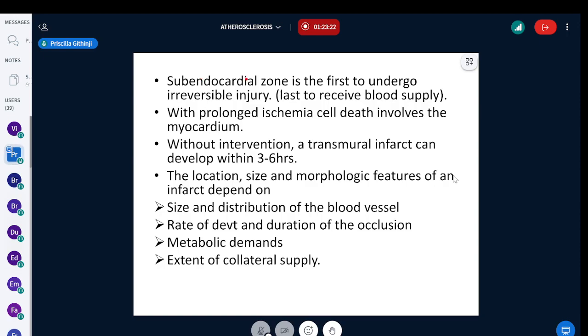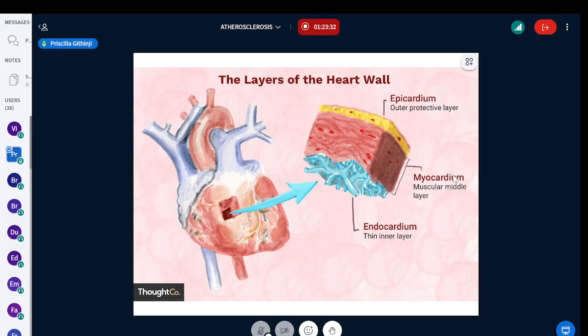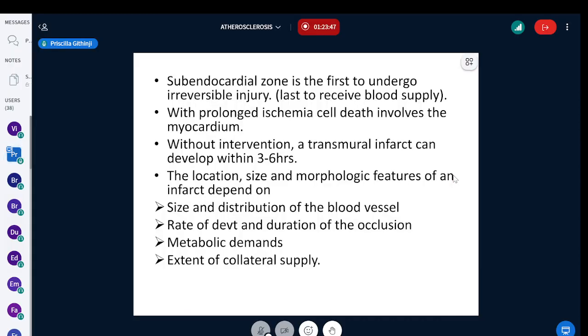So the subendocardial zone is usually the first to undergo irreversible injury, as it's usually the last to receive blood supply. The blood vessels that supply the heart are usually located around the epicardium. So by the time that blood diffuses from the epicardium all the way to the endocardium, that takes time. And that's why the endocardium is usually the last to receive blood and therefore more prone to infarction.